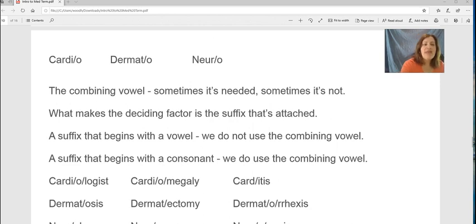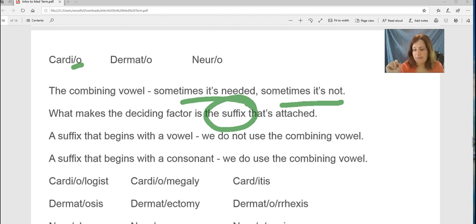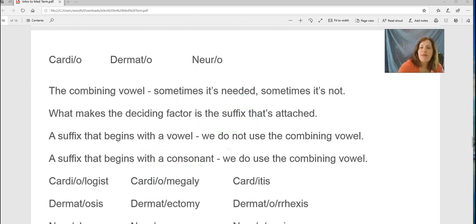So why do we have that /O? What's the point of this combining vowel? It's written as a slash because I want you to think. I want you to consider, do I need it or not? Sometimes it's needed, sometimes it's not. So how do we know? The difference is, what is the suffix that was attached to the word? If the suffix begins with a vowel, we do not use the combining vowel. If the suffix begins with a consonant, we do use the combining vowel. Your vowels, you learned that back in second, third, fourth grade: A, E, I, O, U. If that suffix begins with an A, E, I, O, U, then we don't use the combining vowel. If the suffix begins with a consonant, any of those letters, not A, E, I, O, U, then you do need the combining vowel.